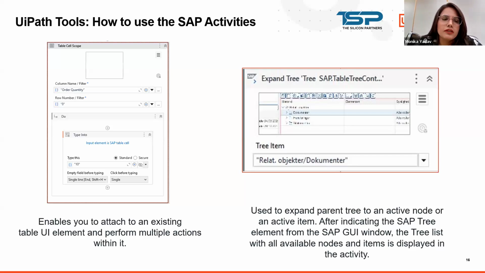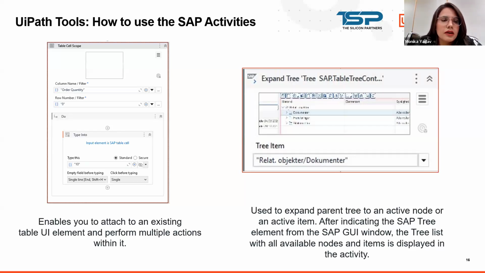It will help us out there. So what we have to do is basically just give the column name and the row number on which we have to perform the execution or any particular task. And then in the do scope, we can give our function that needs to be performed.